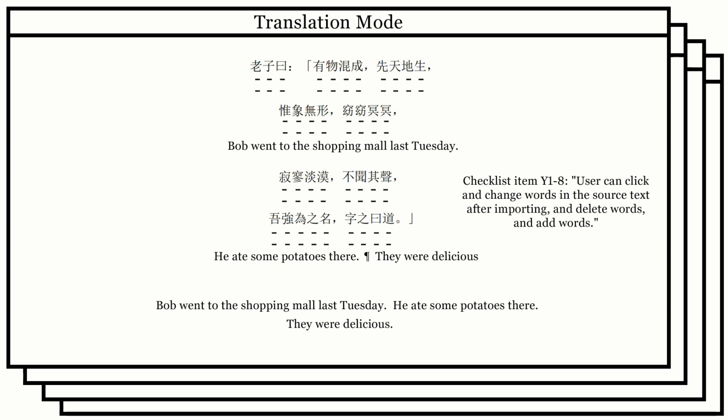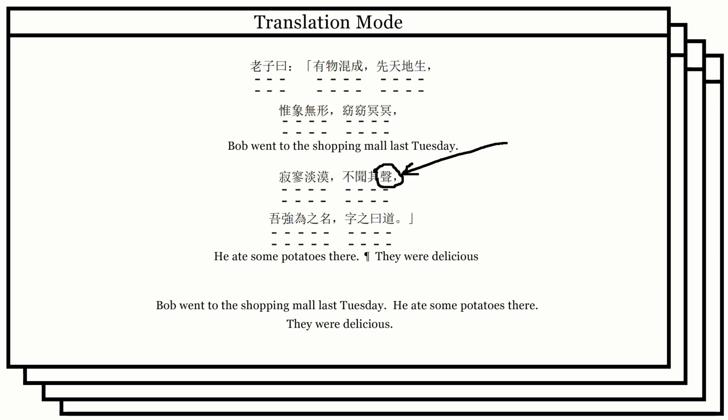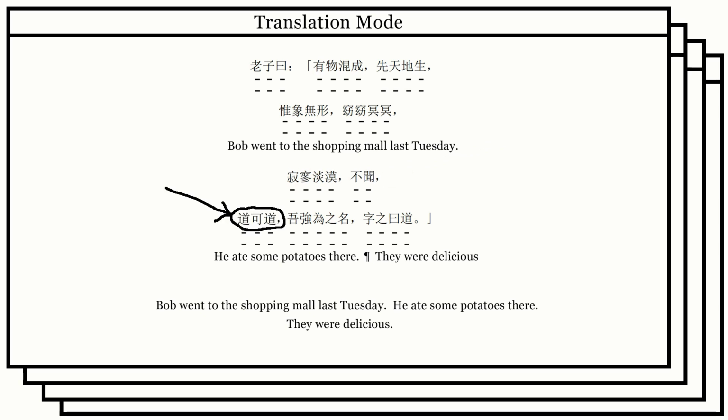User can click and change words in the source text after importing and delete words and add words. For example, let's suppose that the next thing the user does is select this word and delete it, and then the same for this word, and then decides to add these 3 words at the start of this line. Those are all valid operations. Again, the source text in translation mode isn't constrained to anything. The program is not keeping track of what other document on the computer this text was imported from.